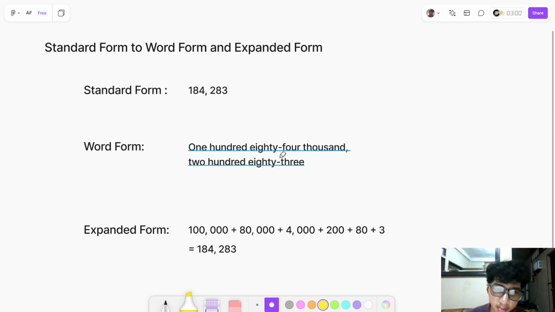To write it in the expanded form, we have to write each number according to its place value. Since 1 is in the 100,000 place, we have to write 100,000. 8 is in the 10,000 place value, so 10,000. 4 is in the thousand, and so on. So if I add it all, it will result to 184,000. Alright, 283.